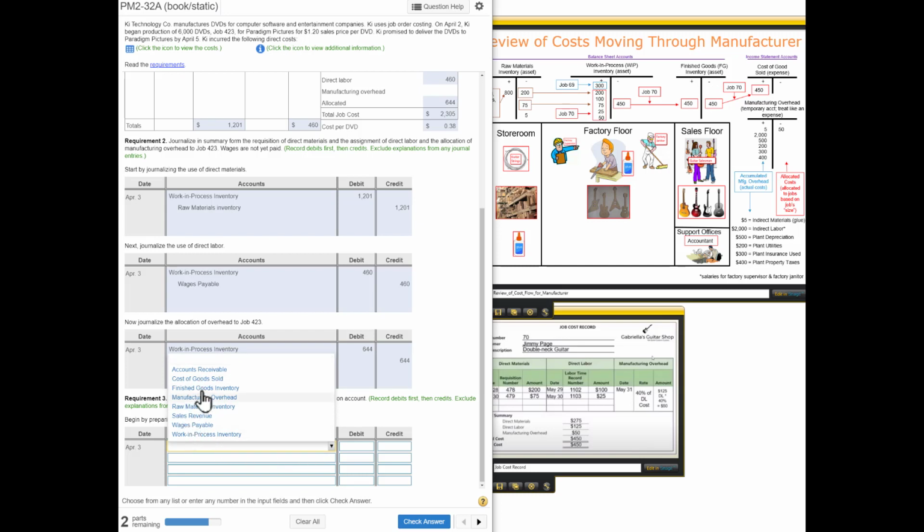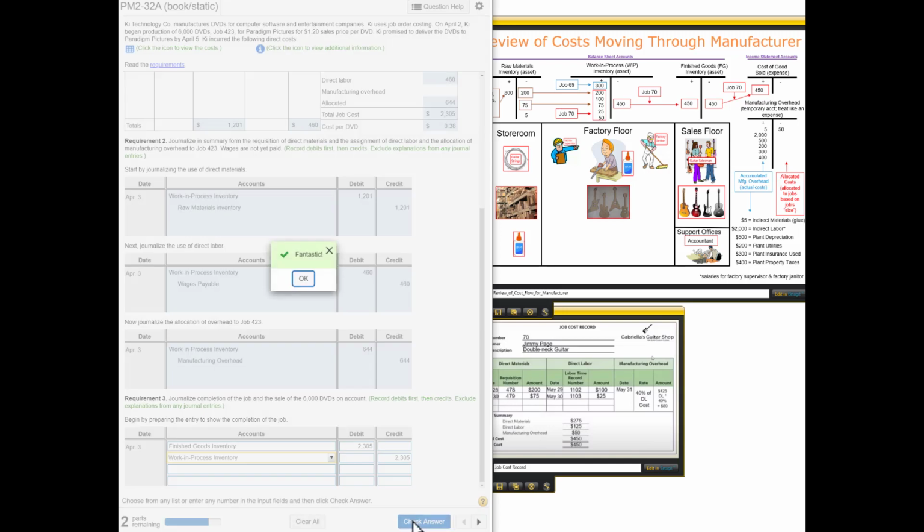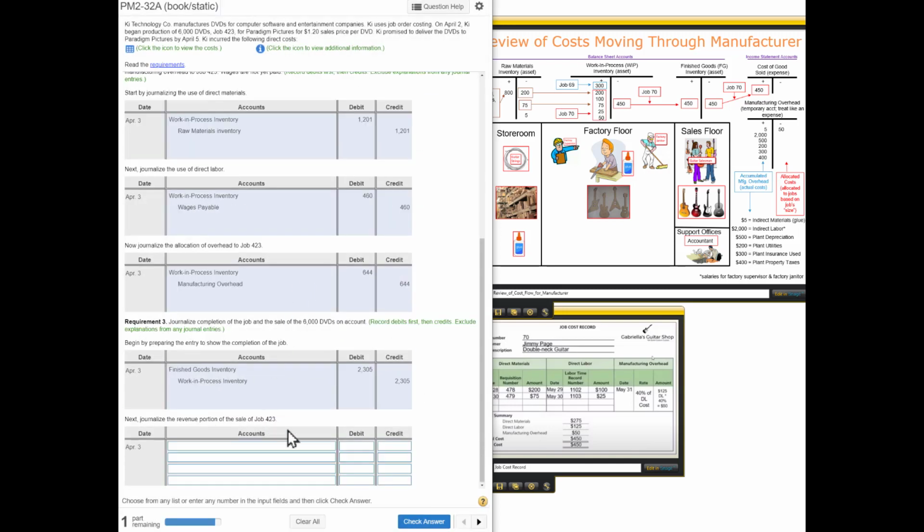So finished goods is increasing, and the amount it increased by is the cost of the job. It's $23.05, which if you added up these, that's how much $23.05 is. It's just adding these three up. And then we need to lower work in process. And then we're almost done.